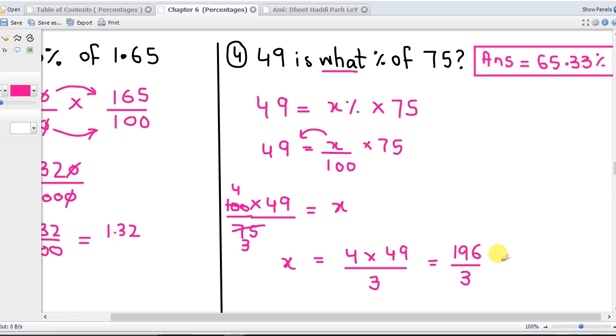Now if we are going to divide it by 3, we are getting our final answer as 65.333, and it keeps on moving. So this is our final answer, which is 65.333, and don't forget to put the percentage sign here. So 49 is 65.33% of 75, right?